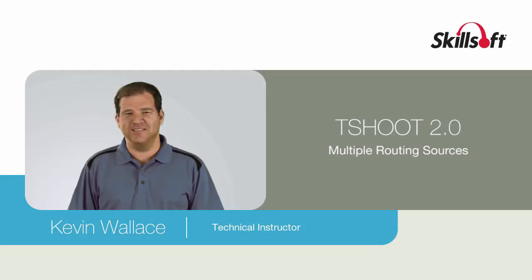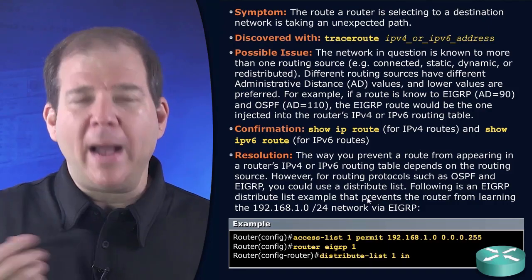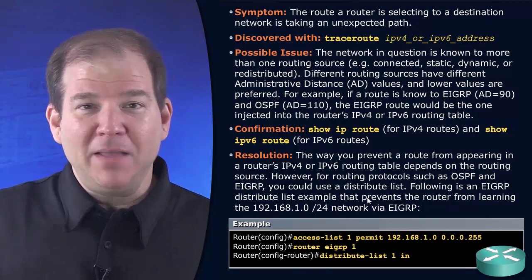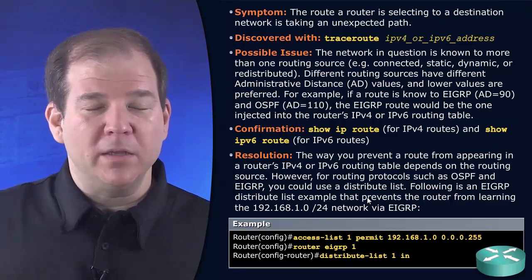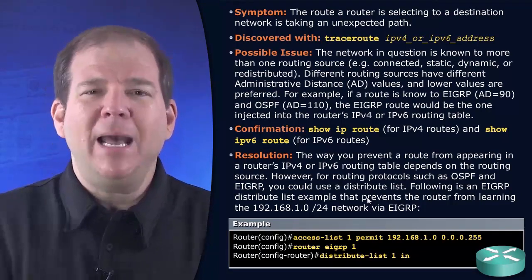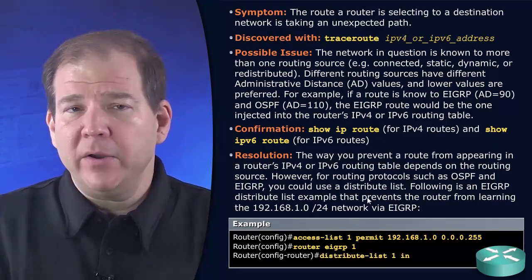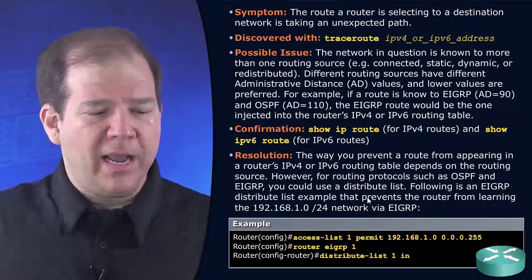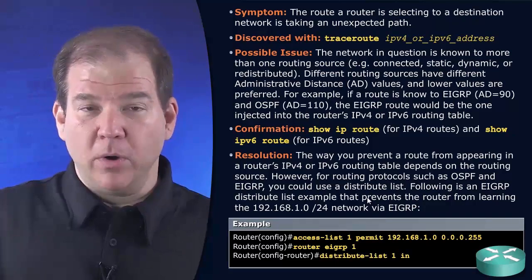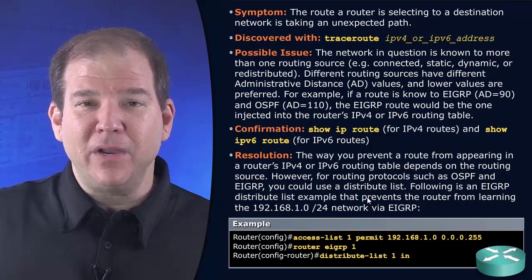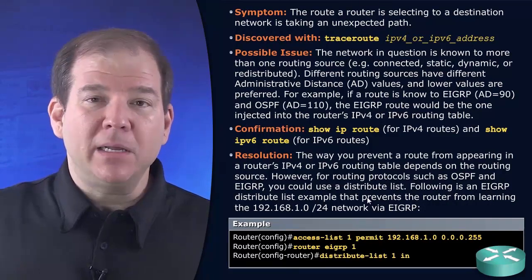Another issue that we might run into is that our router is picking an unexpected route to get to a destination. And this is the case for IP version 4 as well as for IP version 6. What might be happening here is a router can learn about routes from various sources. We could have locally connected networks, and we know about those because we're connected to those networks. We could have statically configured networks. We could have dynamically learned networks.